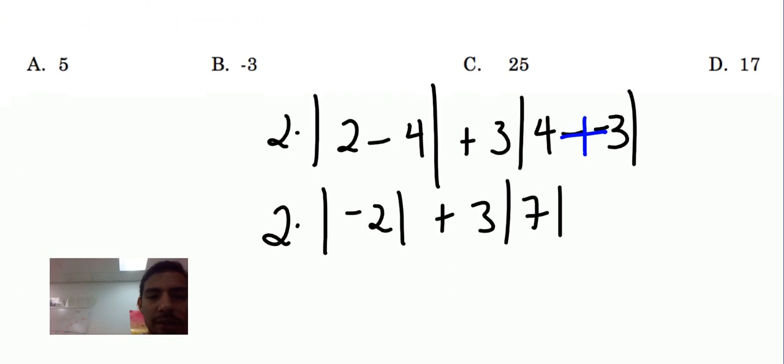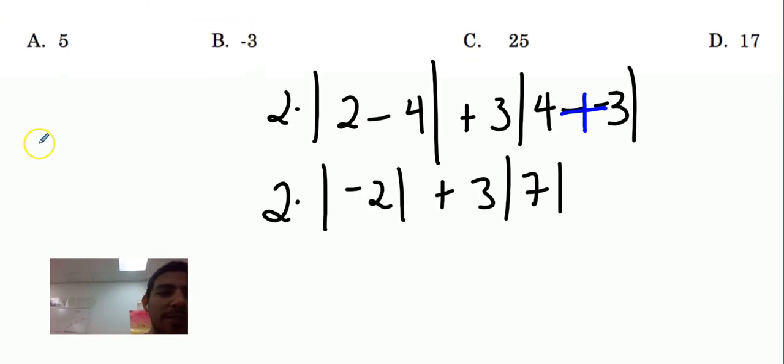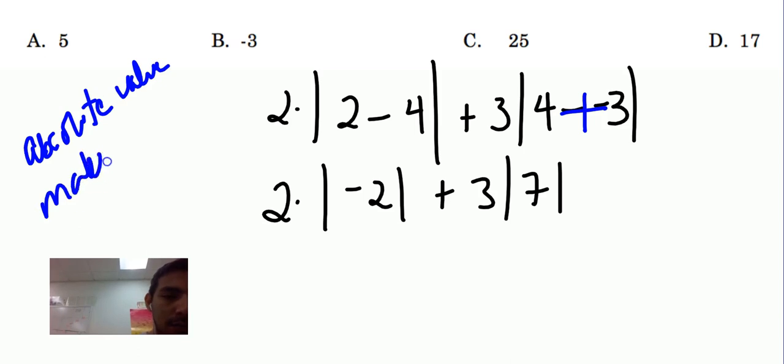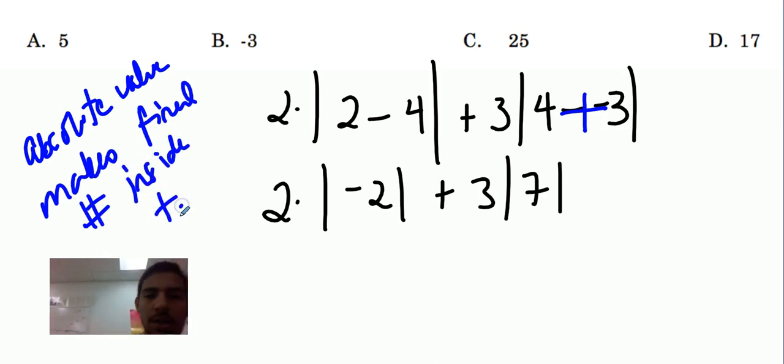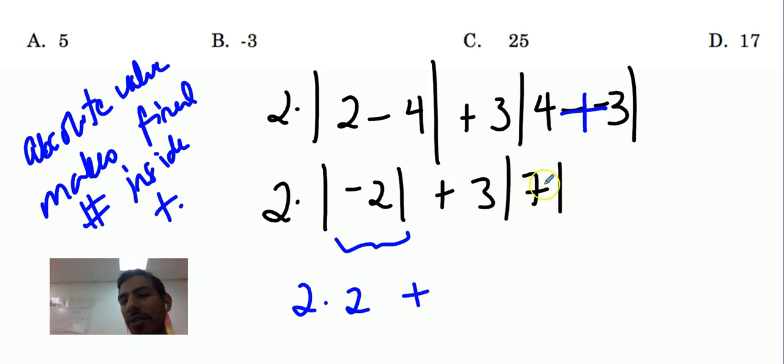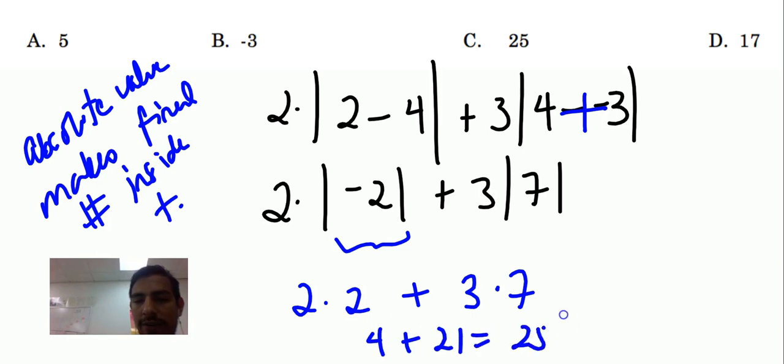Okay, now what does absolute value mean? Absolute value means to make the number inside positive. So this negative 2 just went through a machine, and now it's a positive 2. So it's 2 times 2. The plus 3 times 7, the 7 is not negative, so it's just going to stay a positive 7. And I end up getting 4 plus 21. I end up getting 25. C.